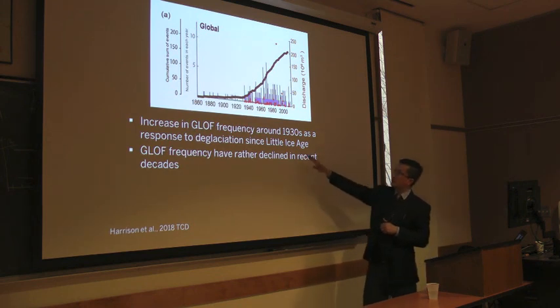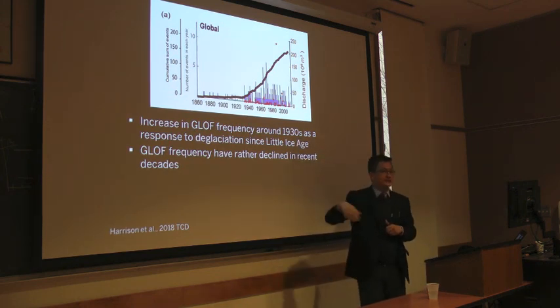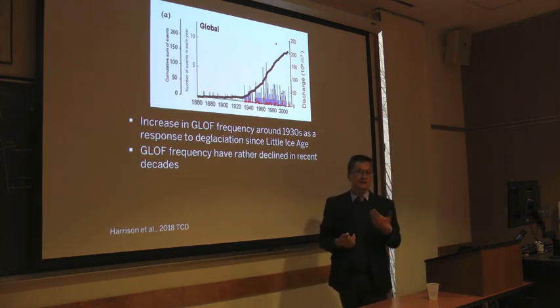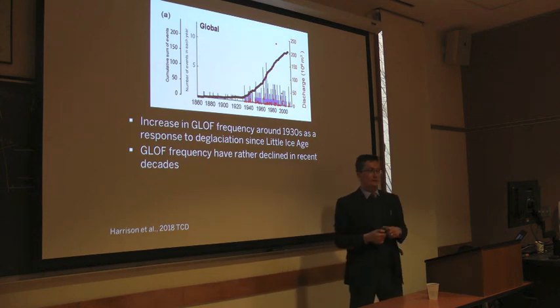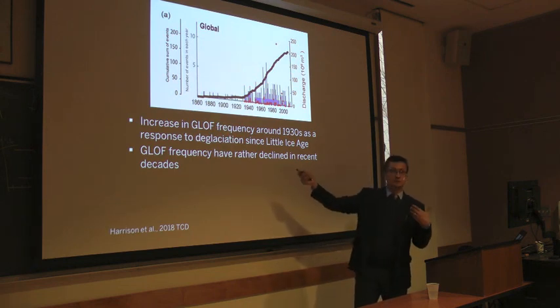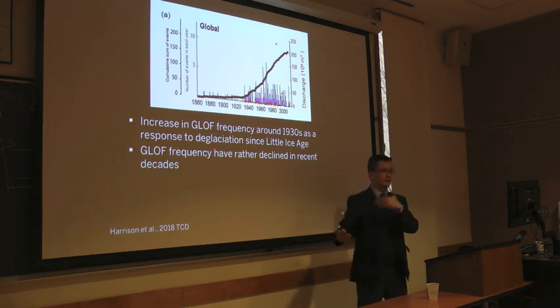What they attributed this peaking to is that we know deglaciation has been occurring in the Himalayan region since the Little Ice Age, and particularly since the early 1900s, things have been melting and glaciers have been retreating. So they're saying this was a lagged response to that melting and retreating that has been ongoing.